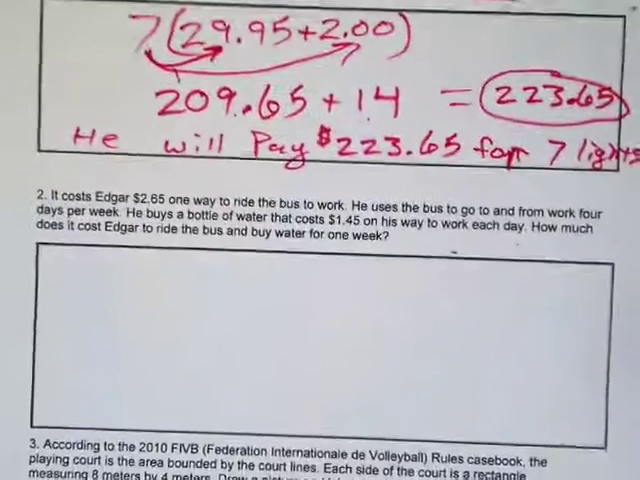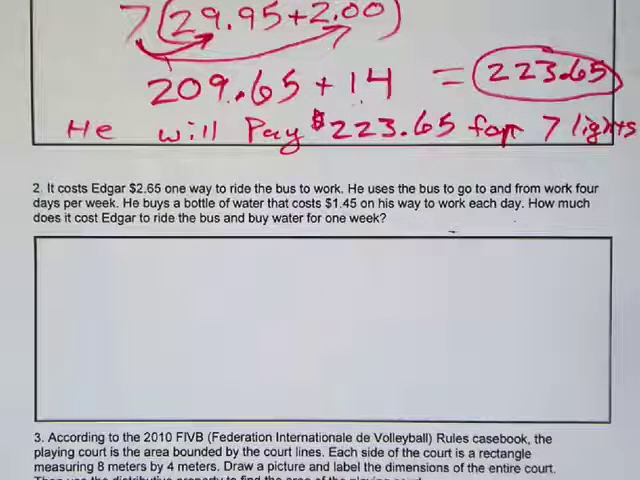So let's look at number 2. It costs Edgar $2.65 one way to ride the bus to work. He uses the bus to go to and from work for 4 days per week. He buys a bottle of water that costs $1.45 on his way to work each day. How much does it cost Edgar to ride the bus and buy a bottle of water for 1 week?